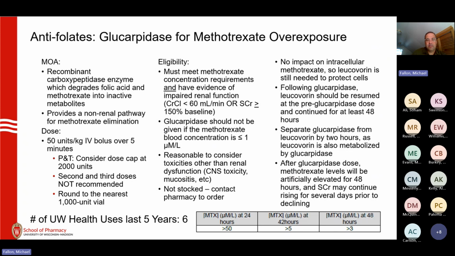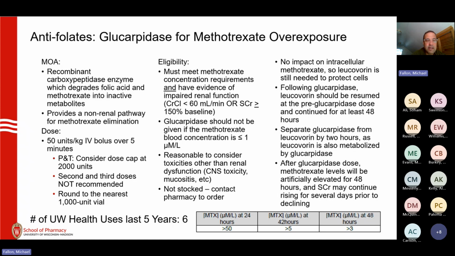And then if there is overexposure, which does happen, we've used glucocorticoids 6 times in the last 5 years. So this is kind of an antidote for antimetabolites. We have ability to get glucocorticoids. This is all spelled out in the guideline, and oftentimes even though I wrote the guideline, I'll go back and look at this again. Essentially, there's several things you have to follow. You have to hold leucovorin for a certain amount, otherwise glucocorticoids will just chew up the leucovorin instead of the methotrexate.